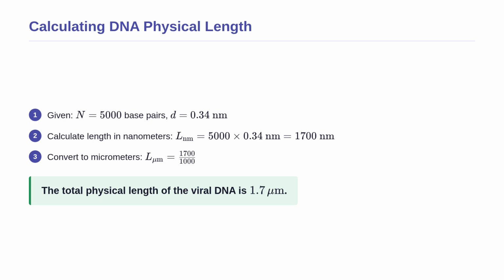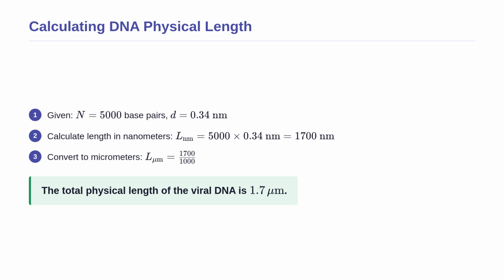Let us apply this length formula to a real scenario. Suppose a small viral genome consists of a double-stranded DNA molecule that is exactly 5,000 base pairs long. We are given that the standard distance between each adjacent base pair is 0.34 nanometers. We need to find the total physical length in micrometers.